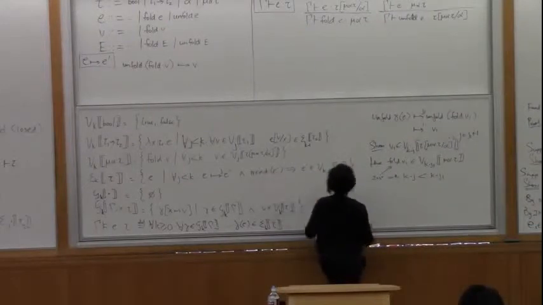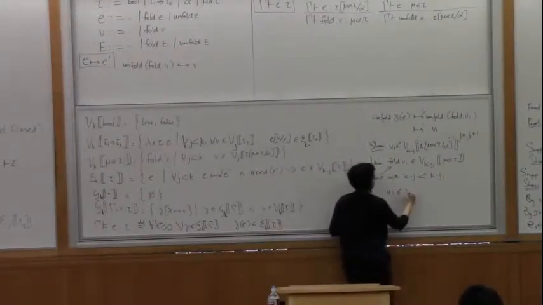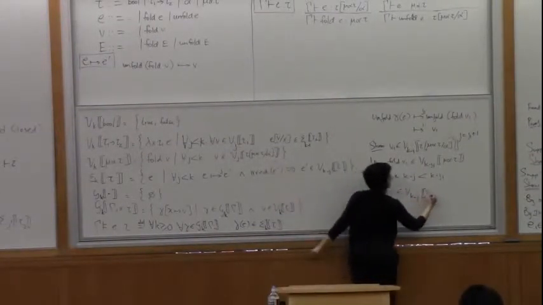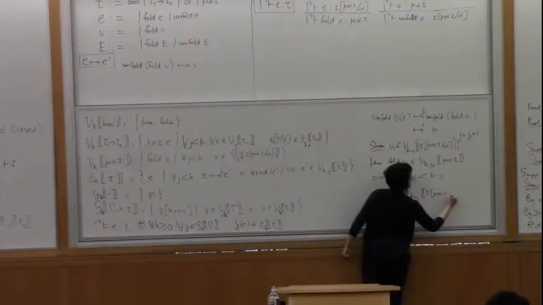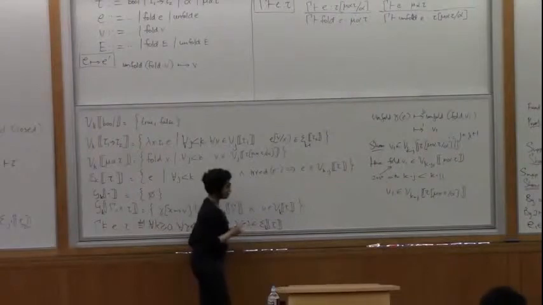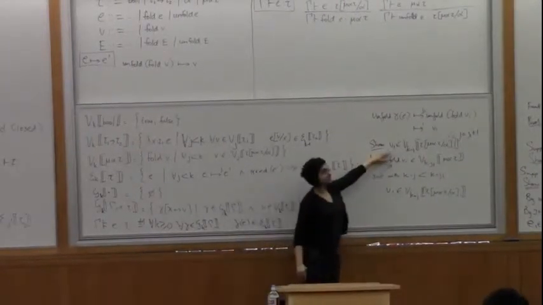Therefore, just from the definition, we can conclude that v1 belongs to v of k minus j tau with mu alpha tau for alpha. Which is what we wanted to show.